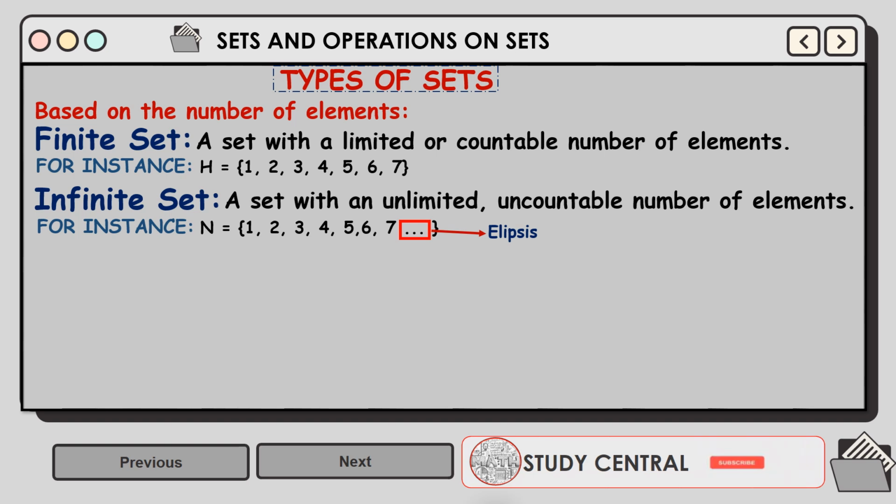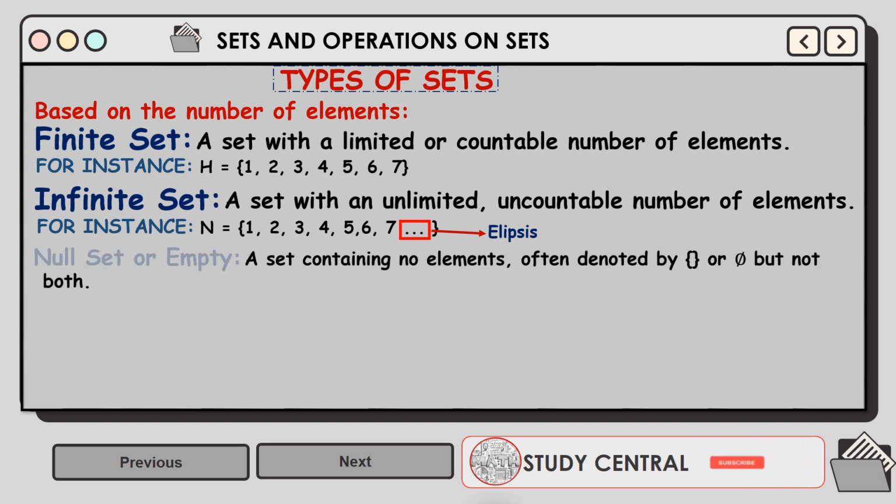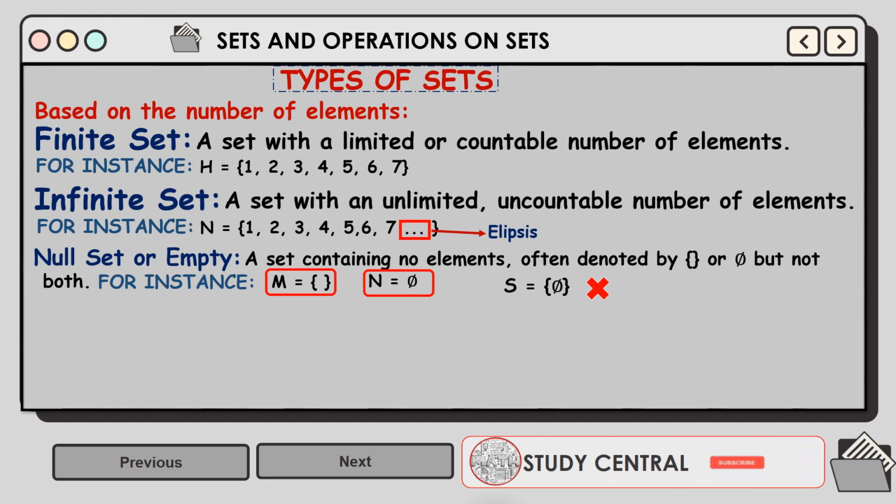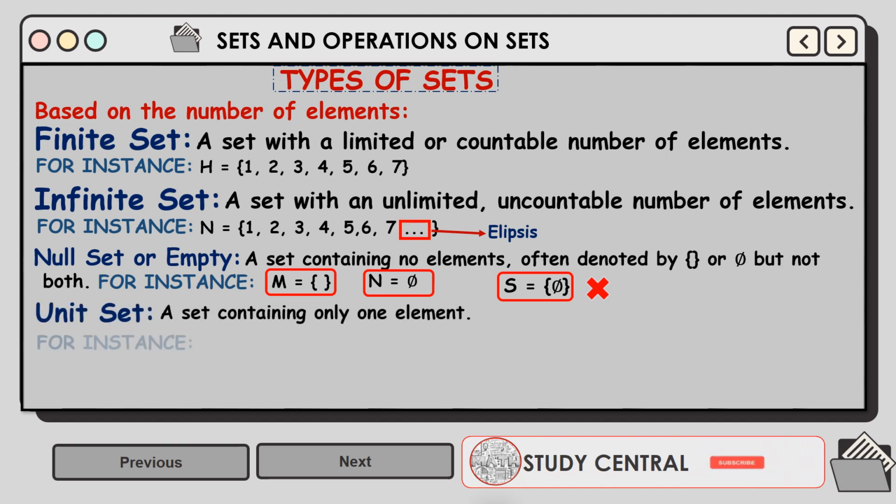Interestingly, some sets have no members at all. A set containing no elements is an empty or null set and is often denoted by the empty curly brackets or the Greek letter phi, but not both of them. M is an empty set as well as N, but S is not an empty set. This is because any symbol or object in the curly bracket is a member of the set under consideration, so the set S is rather a unit set. What then is a unit set? A unit set is a set containing only one element. For example, S contains the Greek letter phi.